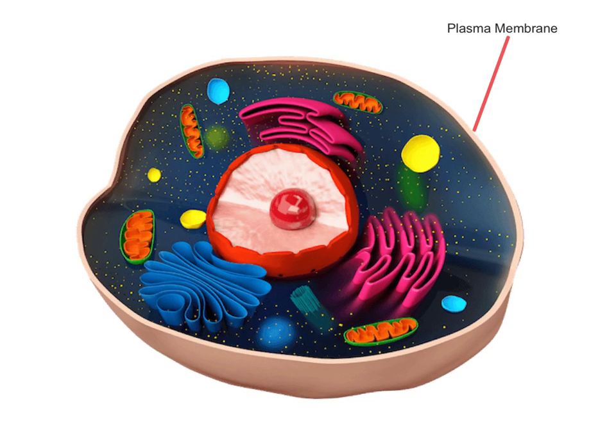Here is the plasma membrane. The plasma membrane controls what gets in and gets out of the cell. There are proteins in this membrane that communicate with the outside environment of the cell and determine what exits and enters the cell.